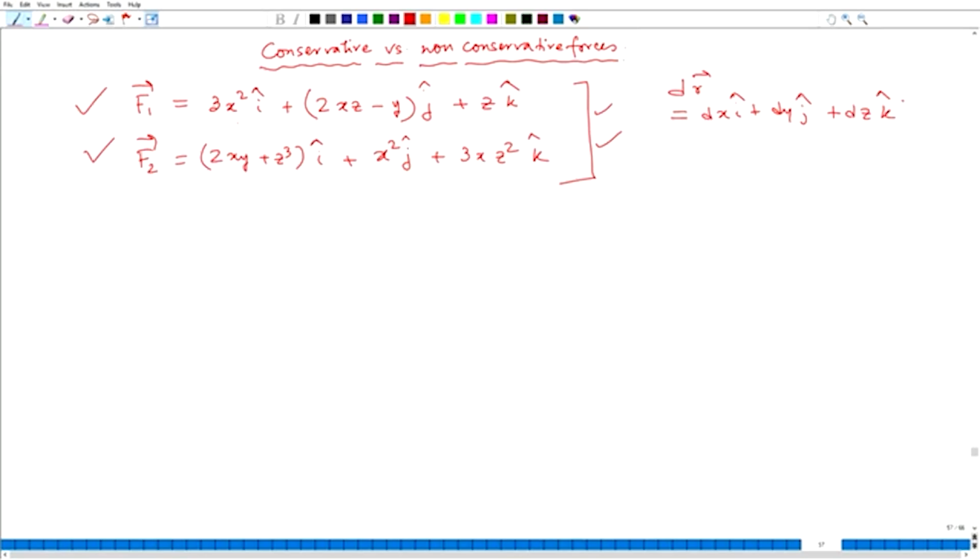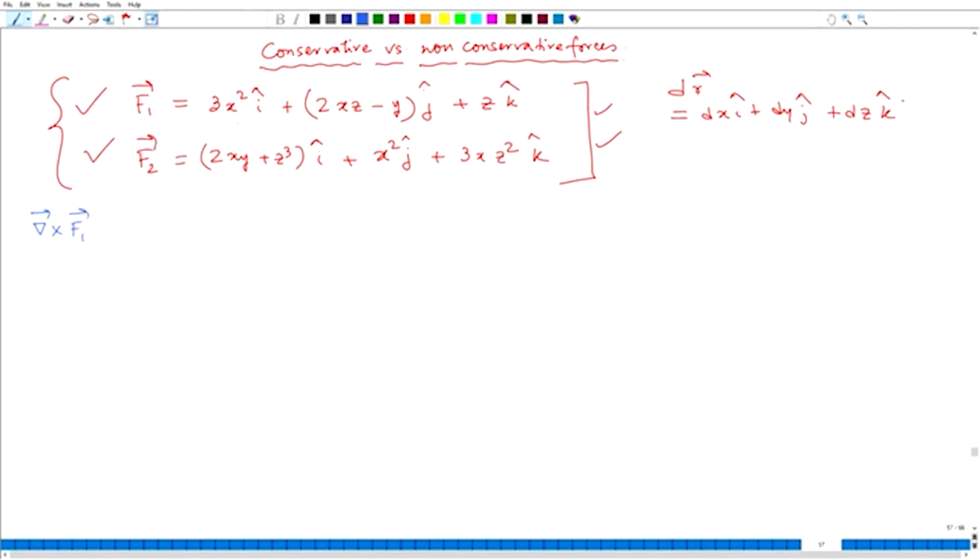So, whenever you encounter this type of problem of calculating work done in tests, in interviews or wherever, the first task is to check the curl of the force field. This is of course not a hard and fast rule, but it is always a trick and it is a very useful trick.